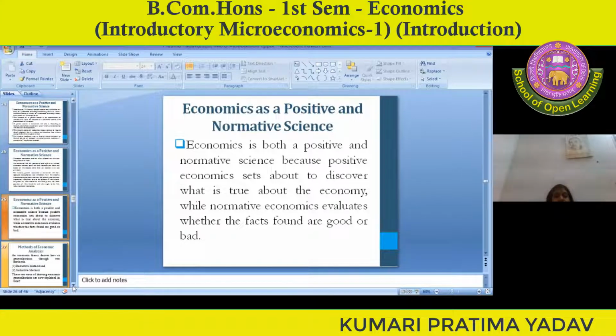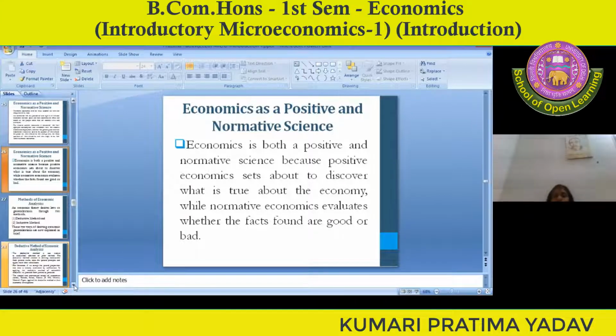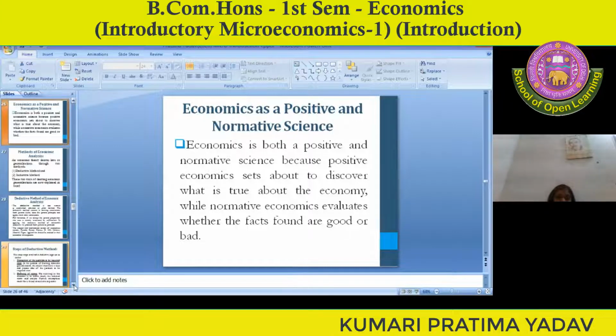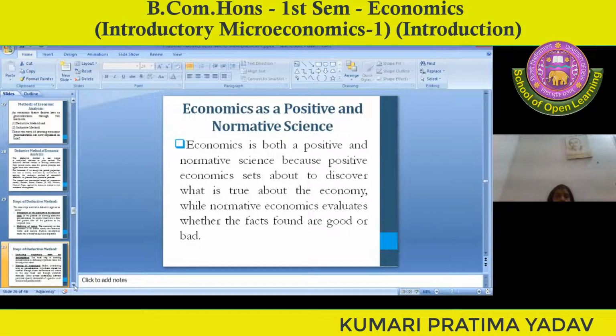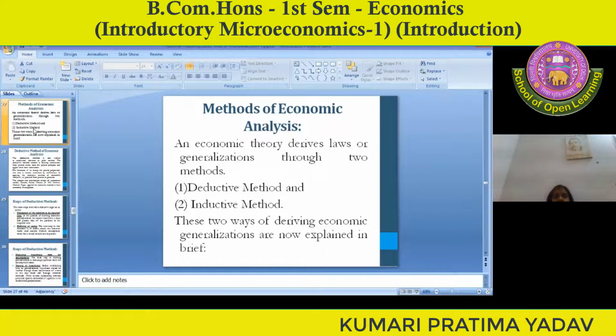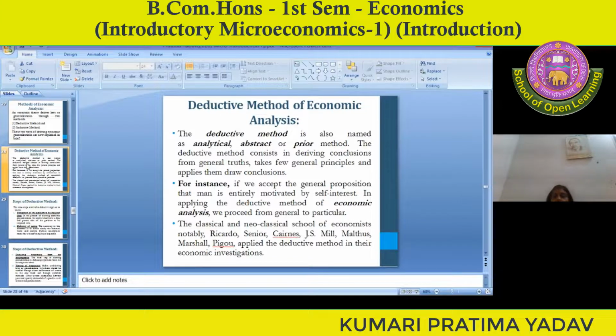Okay. The methods of economic analysis I discussed in the last class, so I'm leaving this portion. There are, broadly I will say, two methods of economic analysis: the deductive method and the inductive method. In the deductive method, also named the analytical, abstract or a priori method, the deductive method consists in deriving conclusions from a general truth. There is a general truth and then you try to derive something.